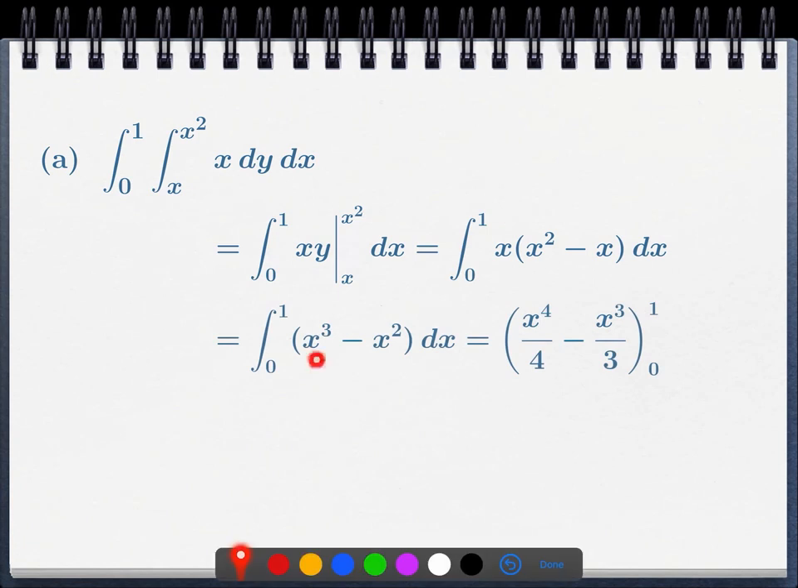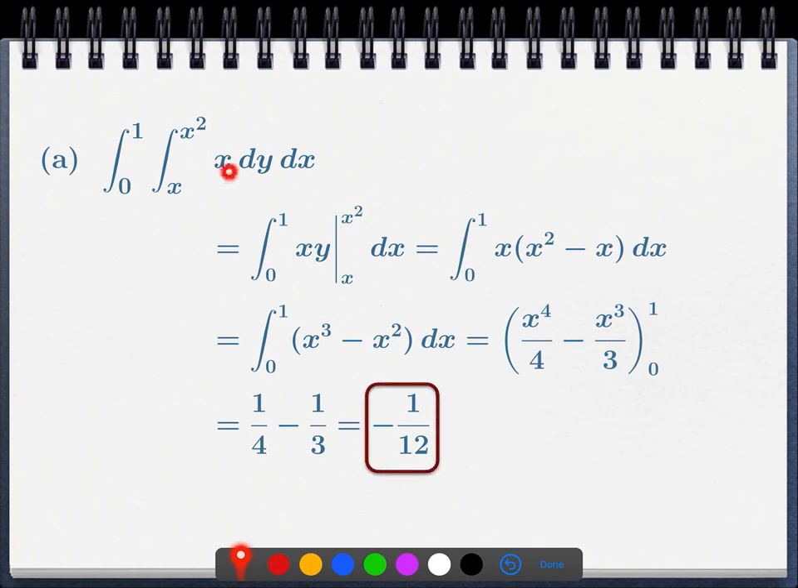And then when I integrate x cubed minus x squared, I get x to the fourth over 4 minus x cubed over 3. And then I evaluate this just by plugging in 1 and 0. 0 is just going to give me 0, but at 1, I'm going to have 1/4 minus a third, which will be minus 1/12. So the answer to this question was minus 1/12.